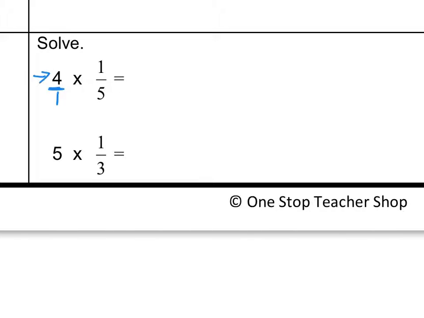And then we multiply across. 4 times 1 is 4, and 1 times 5 is 5. And that will not reduce, so that answer is 4/5. Okay, remember what to do to the 5? Write 5 over 1. Multiply across. 5 times 1 is 5, and 1 times 3 is 3.